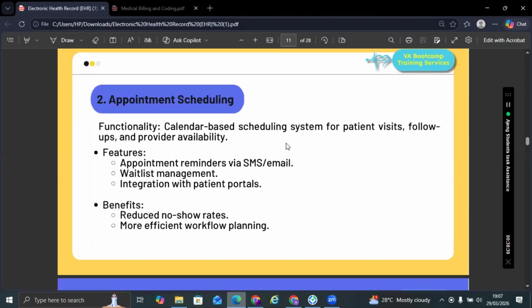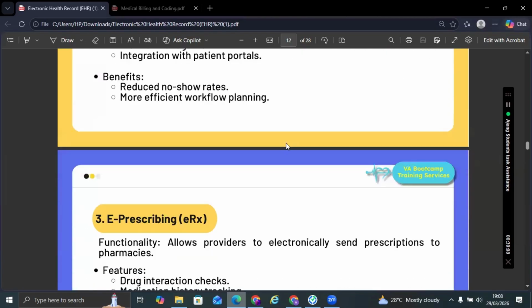And then the second one is appointment scheduling. The functionality is a calendar-based scheduling system for patient visits, follow-ups, and provider availability. The features are appointment reminders via SMS or email, waitlist management, integration with patient portals. And the benefits are reduced no-show rate and more efficient workflow planning.